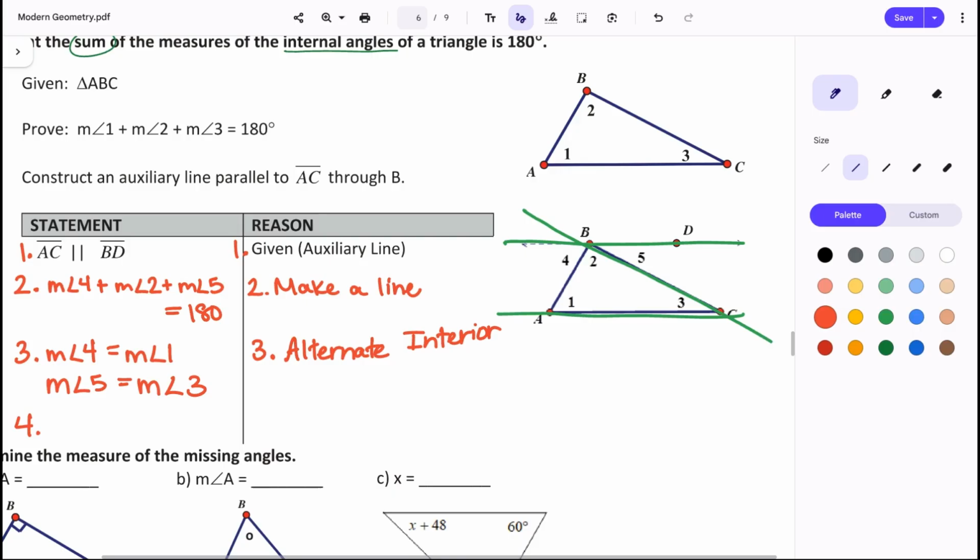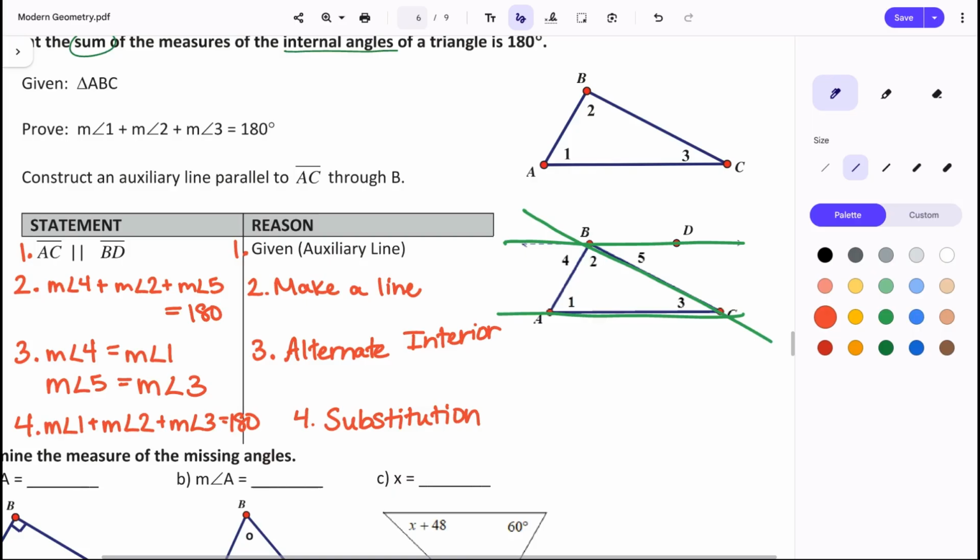So I'm going to go ahead and write that down. The measure of angle 1, because I'm substituting 4 for 1, plus the measure of angle 2, plus the measure of angle 3, because again, we're substituting 5 for 3, should equal 180 because of substitution. We're just doing a real simple swap. So we're just subbing in.